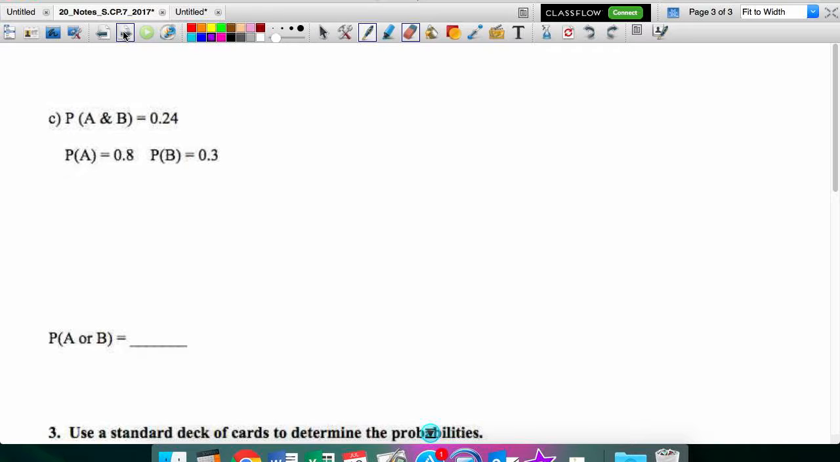Next, let's take a look at part C. Here we have the AND, the A, and the B. So we have all three parts, and all we need to do is plug them in.